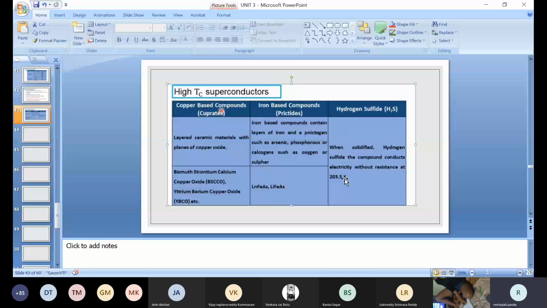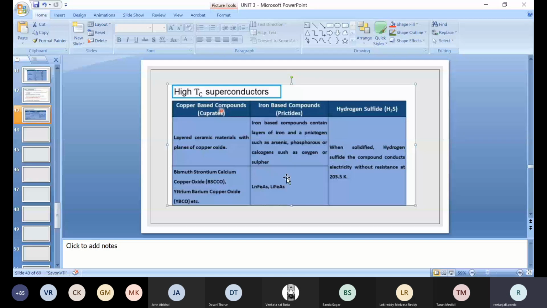Copper based means the examples are bismuth, strontium, calcium, copper oxide. Here BSCCO, what is written is the first letter of all the terms used, not the symbols. Bismuth, strontium, calcium, copper oxide; yttrium, barium, copper oxide, YBCO. These are copper based materials and they possess a little bit higher critical temperature.